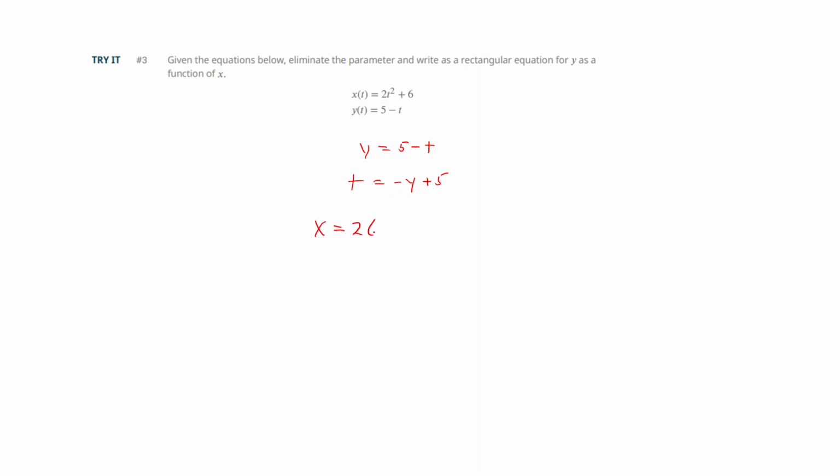X is then 2 times negative y. Well, I don't want to write it like that. Let's make this 5 minus y, since we usually like it like that. So I'd have 2 times (5 minus y) squared plus 6. Now this is done. I mean, you don't have to expand it, but you could if you wanted to. I'm just going to leave it here. You could FOIL this out if you know the pattern because you're squaring the same thing, but this is good enough.